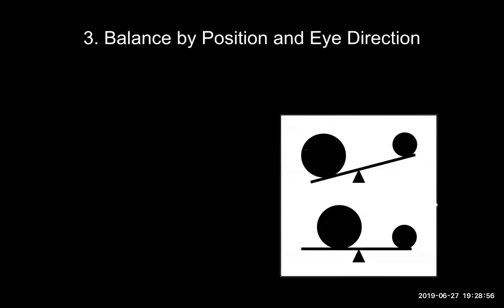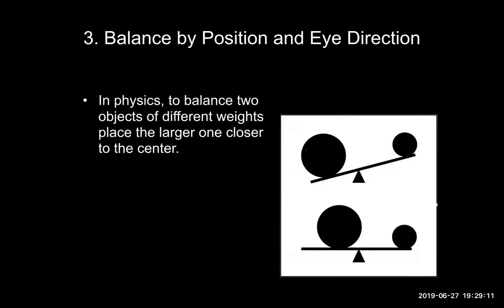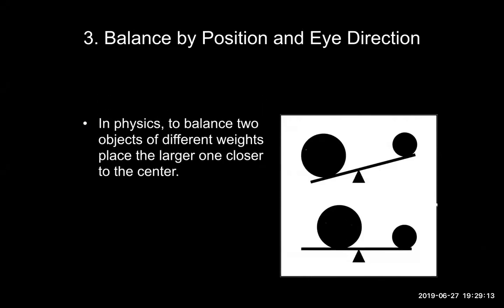You can also balance by directing the viewer's eye, or by having something in your composition if you're a painter or a photographer that utilizes eye direction. When we think about this in terms of physics, you'll have a fulcrum, if you remember back to your physics classes. If you want to balance two objects with different weights, you put the larger one closer to the fulcrum, the center.